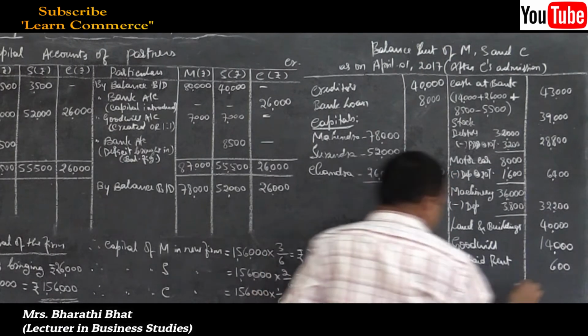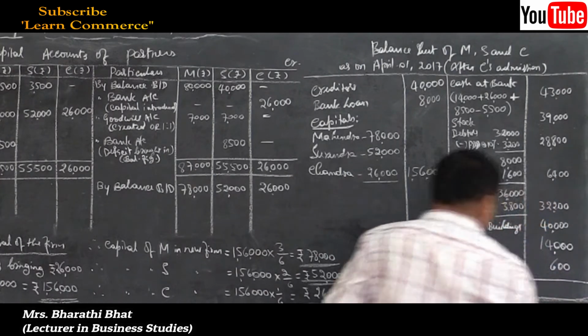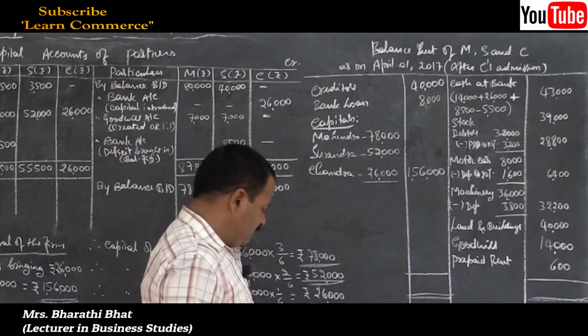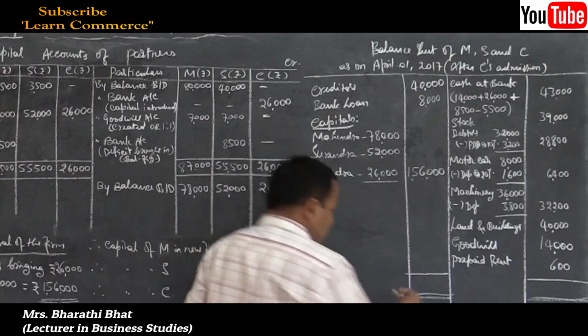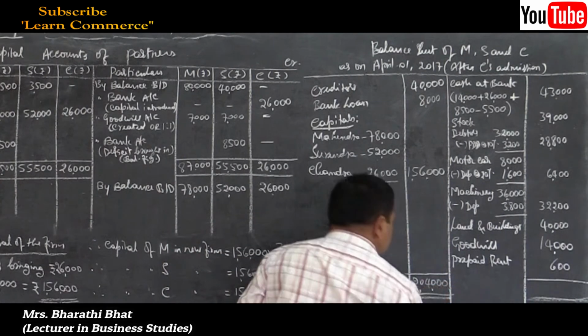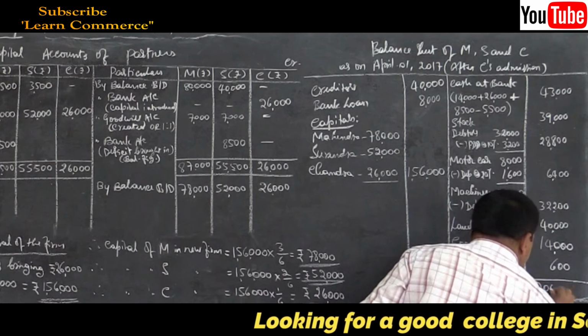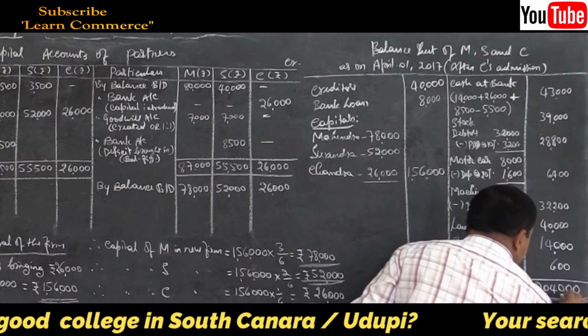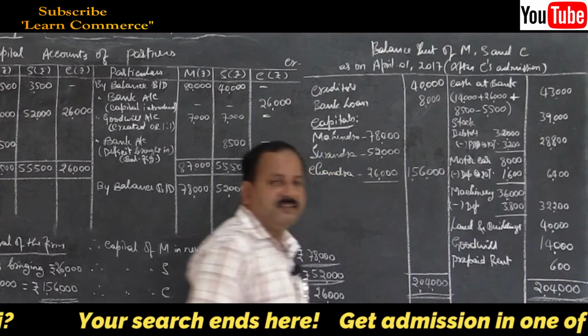It must agree. How much should it be? 2,04,000. 2,04,000 on either side. That's all.